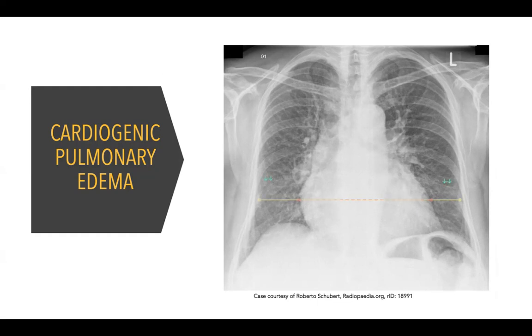Curly B lines are radiographic indicators of pulmonary hypertension and are usually not present until the patient's pulmonary capillary wedge pressure reaches 20 to 25 millimeters of mercury.